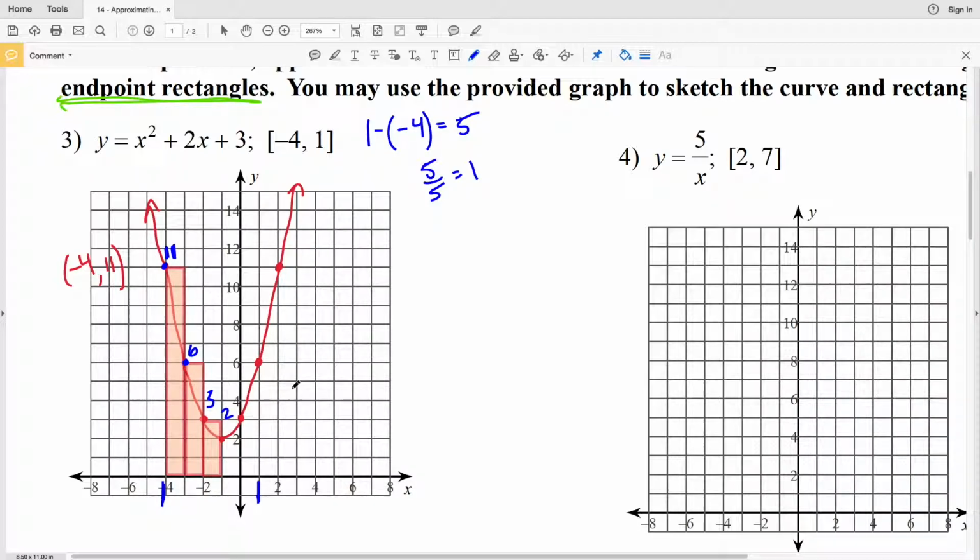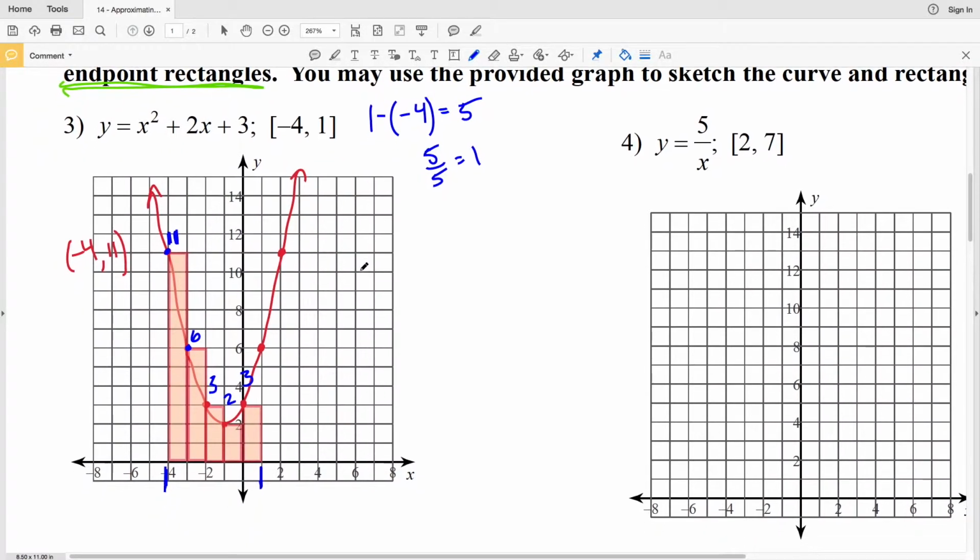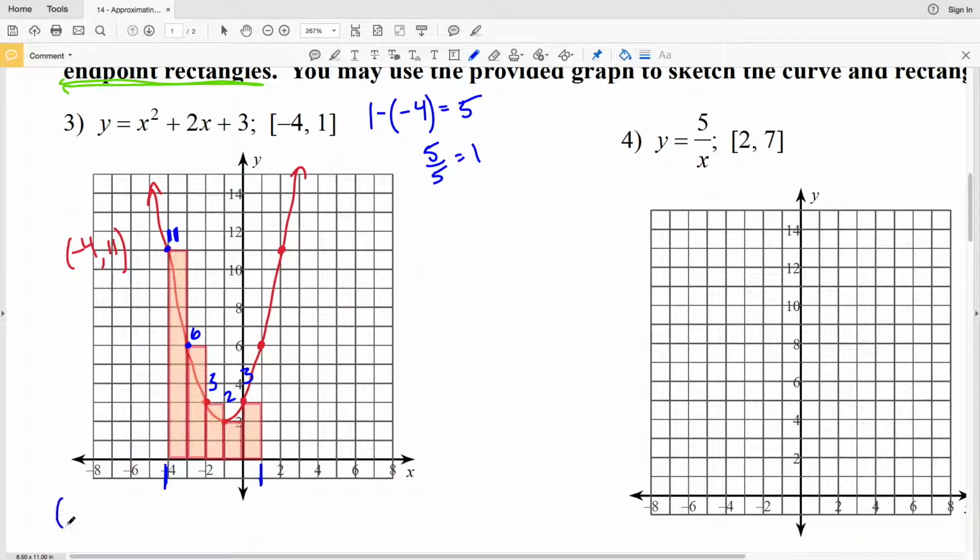So it has a length of 2. And my last rectangle starts at 0, 3, so it has a length of 3. Now, I'll just calculate the sum of all those areas. So my first rectangle, the area, length times width, or width times length, is 1 times 11. My next rectangle is 1 times 6.